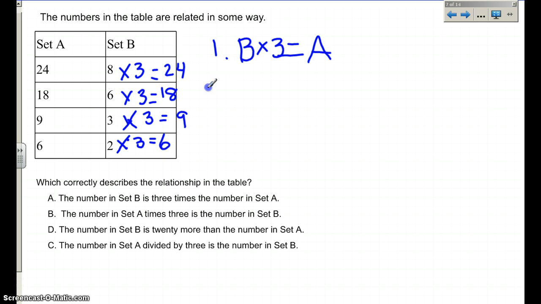And if I have to work backwards, I'm going to go ahead and write that. I know the opposite operation for multiplication is dividing. So if I start with my big number, 24 divided by 3 equals 8.